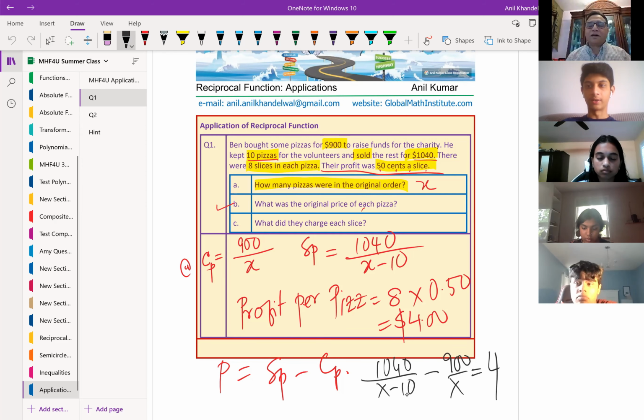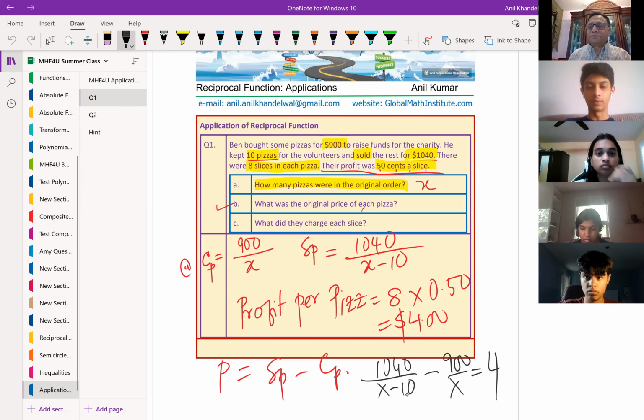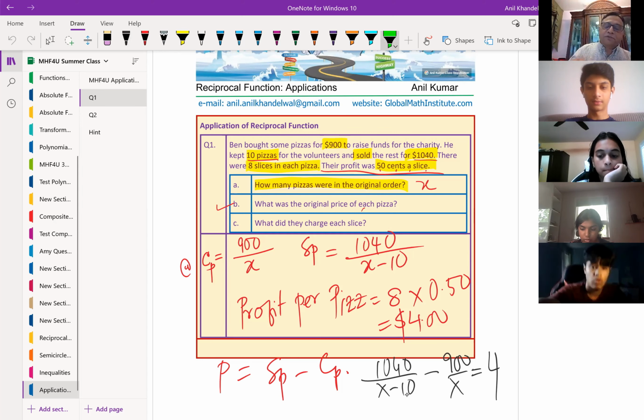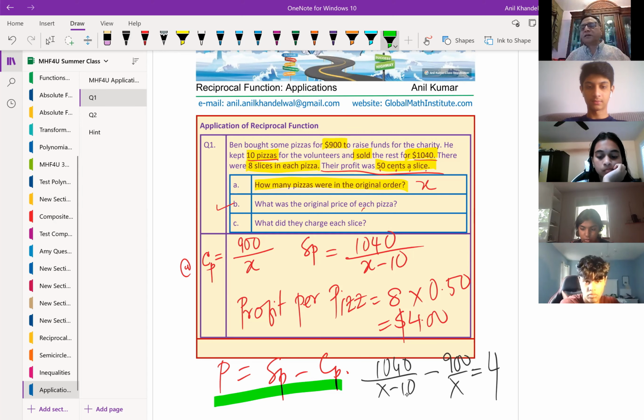Sir, I have a question. Ask. If we're given anything with profit, let's say something other than pizza too, would we approach it the same way? Exactly the same way. Profit is selling price minus cost price. So you just find the profit. But in order to do that, you have to form an equation for the selling price and the cost price. Depending on the situation, you may have to work it out differently, but basically it boils down to these three steps: find the cost price, find the selling price, and the difference is profit.